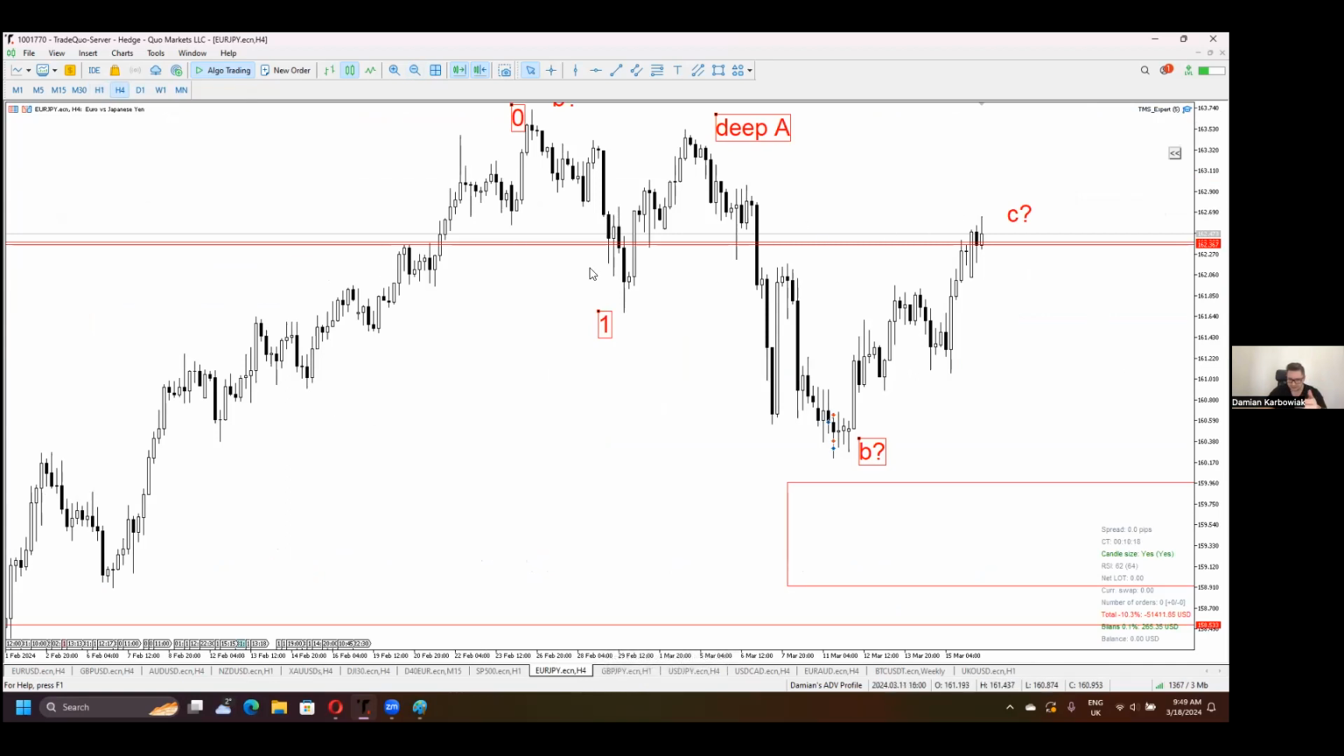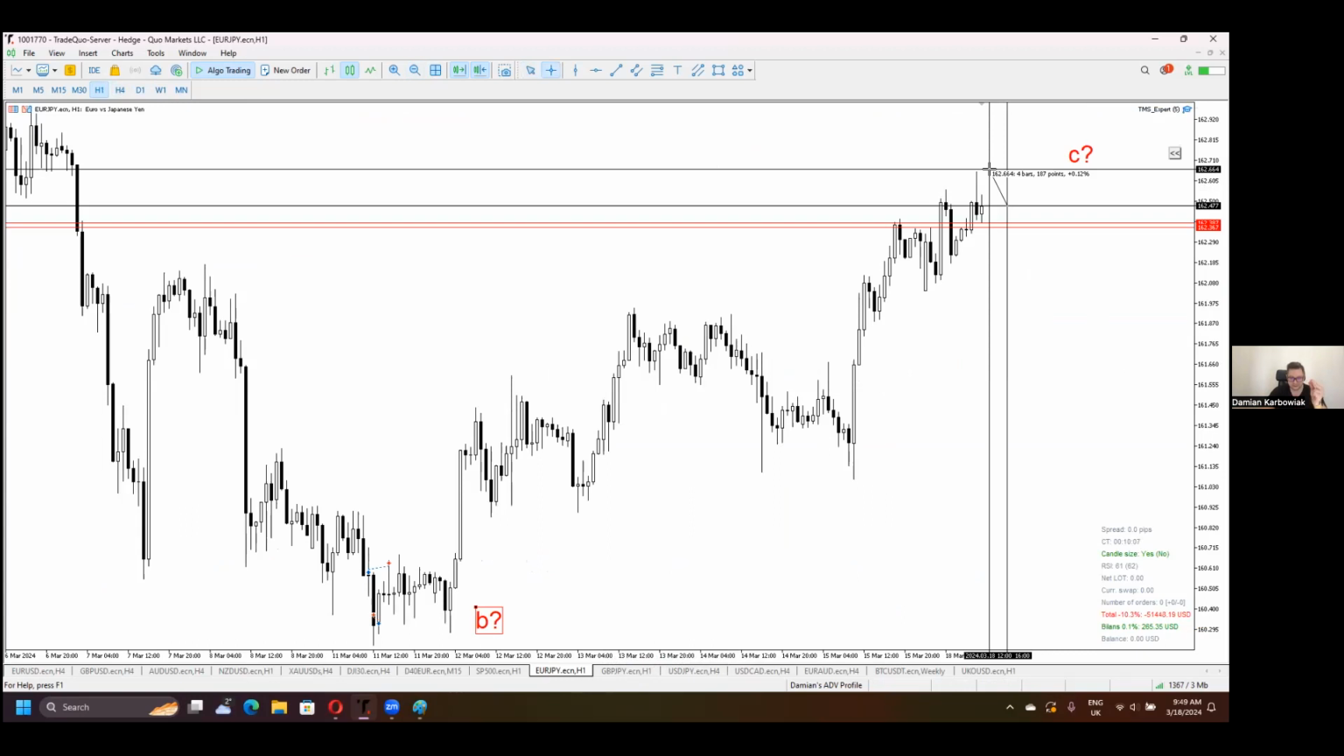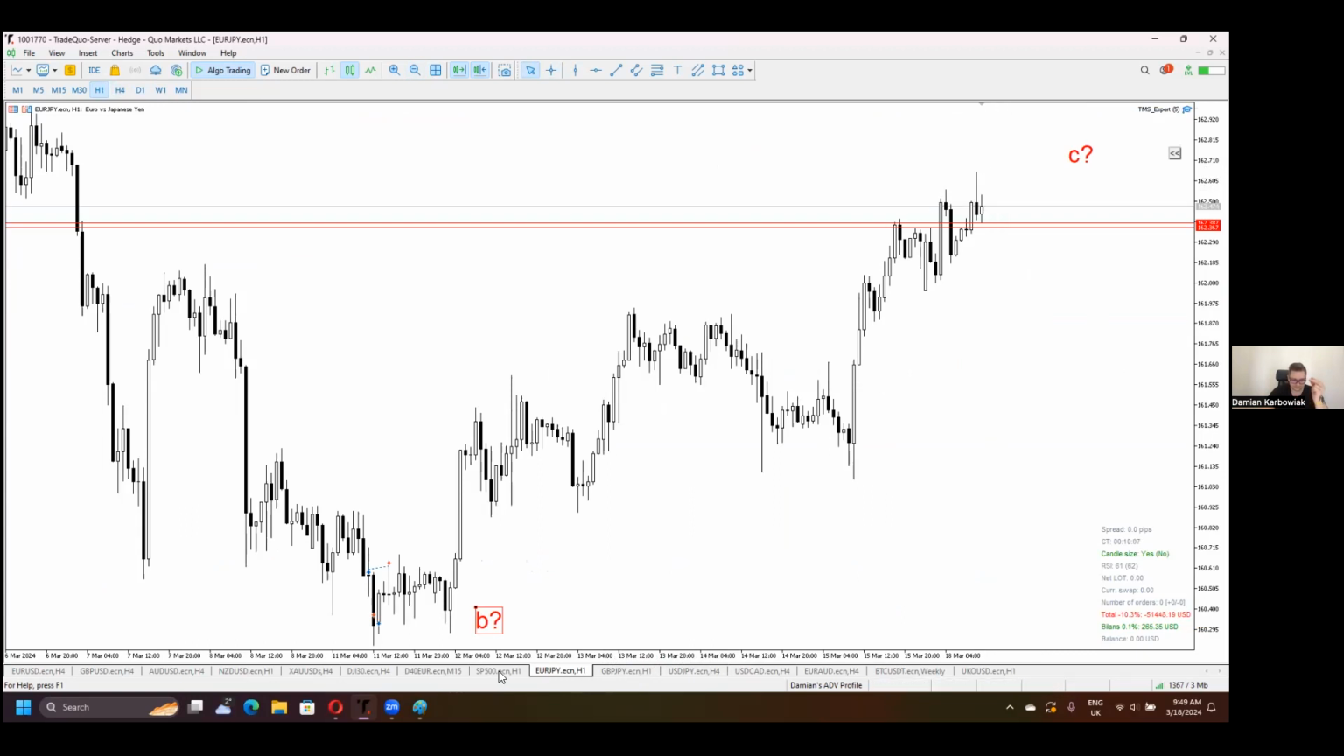Euro JPY. From now, we don't have H4 candle formation, but we have another 10 minutes. You can play according to H1. Another market ready to play. So this is the third one.